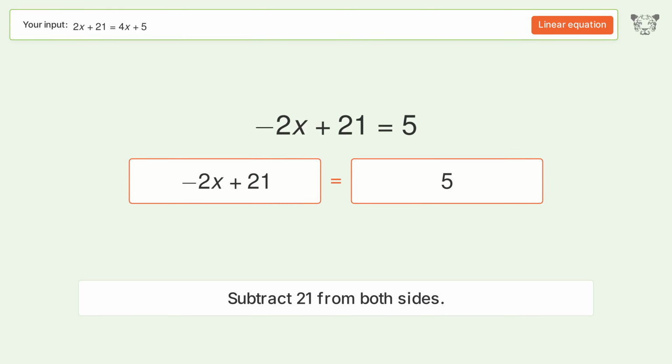The plus 21 keeps 2 times x from standing alone. Subtract 21 from both sides to remove it. That gives negative 2 times x equals negative 16.